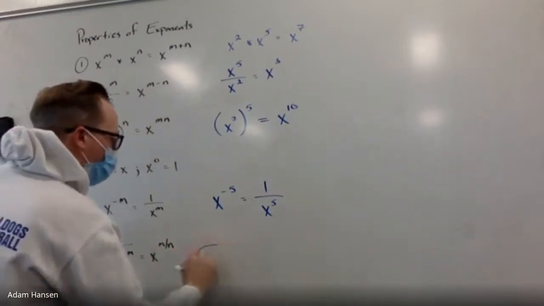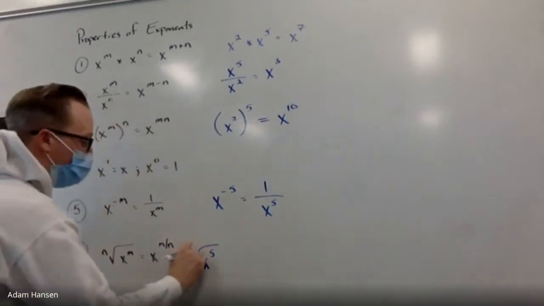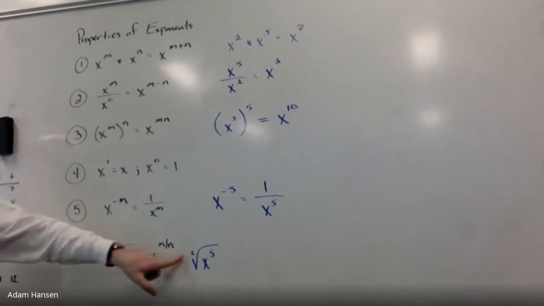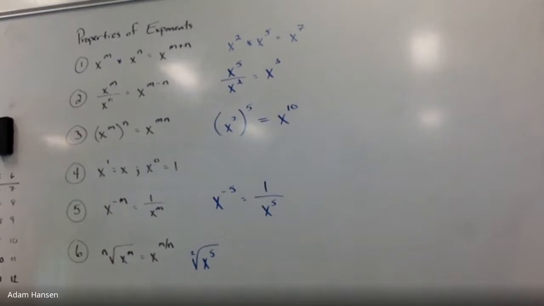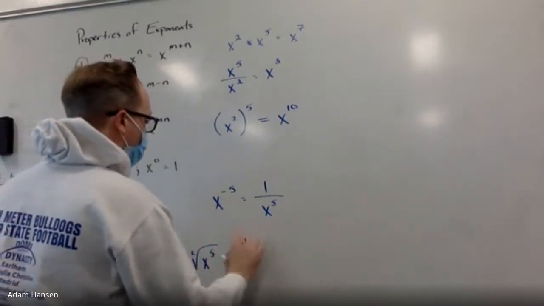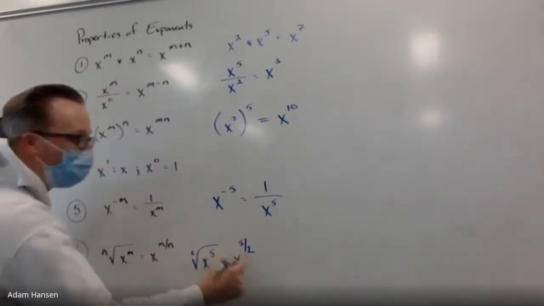So for example, what is the square root of x to the fifth as an exponent? There's really a 2 right there as the index of the radical because it's a square root. Is that x to the 2/5 or x to the 5/2? 5 over 2, x to the 5/2. The index of the root becomes the denominator of the exponent.